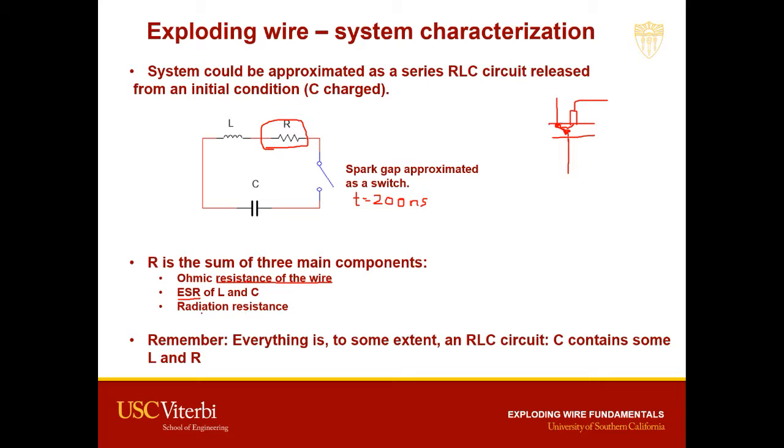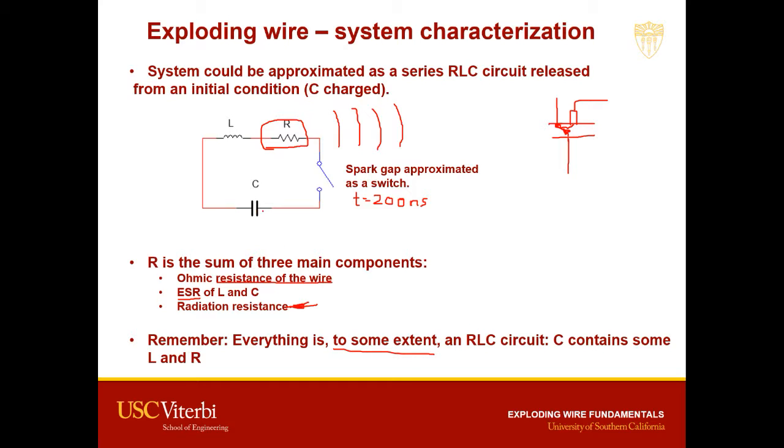We also have a little bit of radiation resistance, because this system will act as if it was an antenna, and it will radiate some electromagnetic waves during the pulse that explodes the wire, and this extracts energy from the system. You can model that by a resistor. But this resistor is very small, so we might as well disregard it and consider the radiation resistance close to zero. So you have to remember that everything is, to some extent, some RLC circuit.